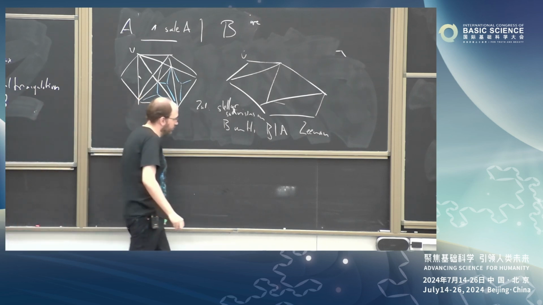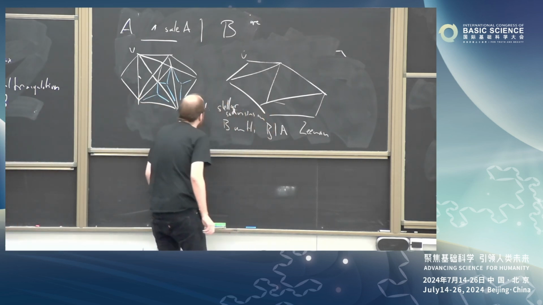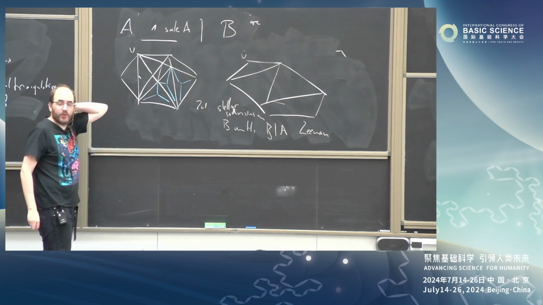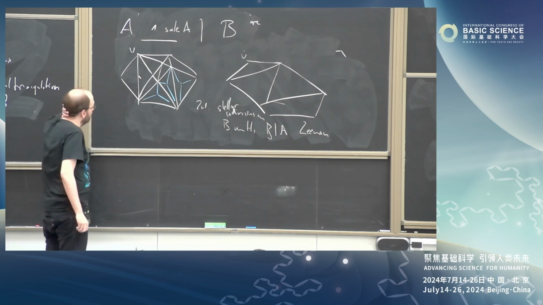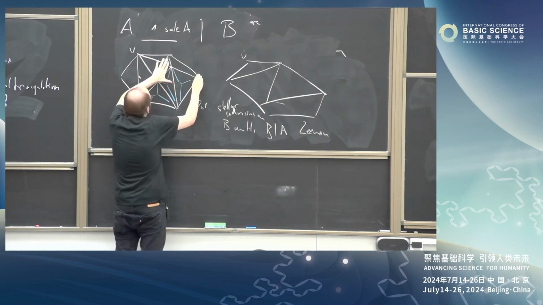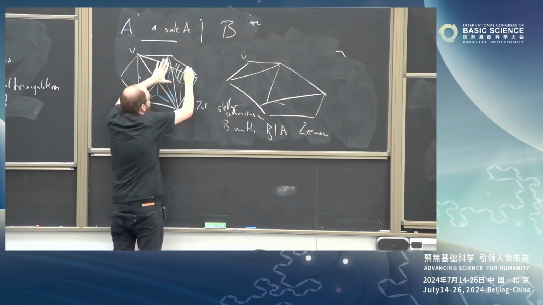Now what do you do? Now I look at A. I know that A has an exposed vertex. So I ignore the blue part. This here would be an exposed vertex, and I look at this exposed region.